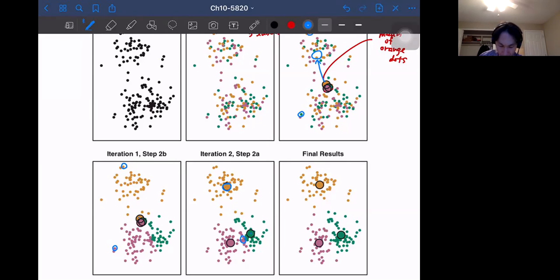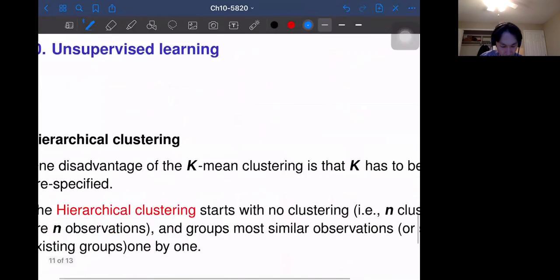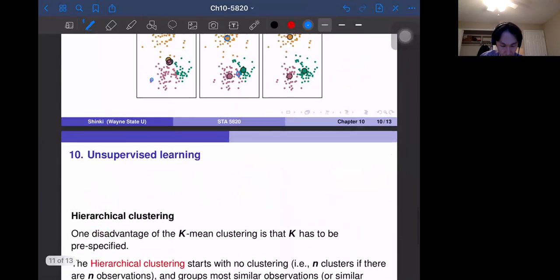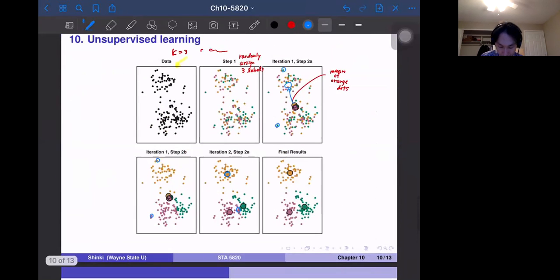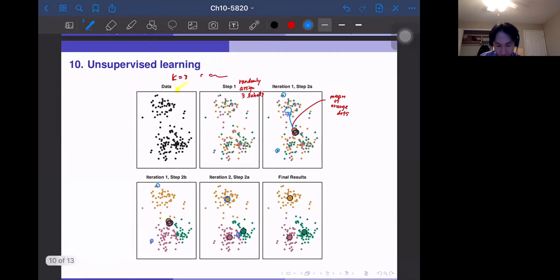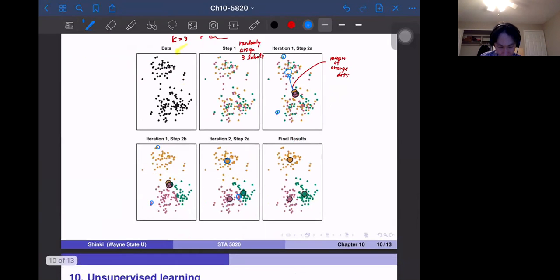Then we can get the final result. So this is the k-means clustering. Any questions? It may take more time than a parametric model, such as linear discriminant analysis. But it does not require the label, so it's good for separating the data.